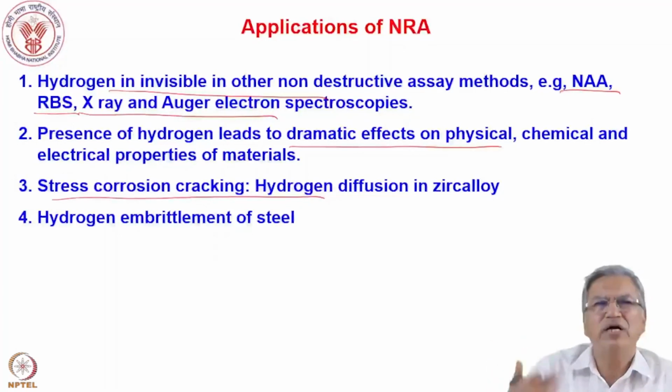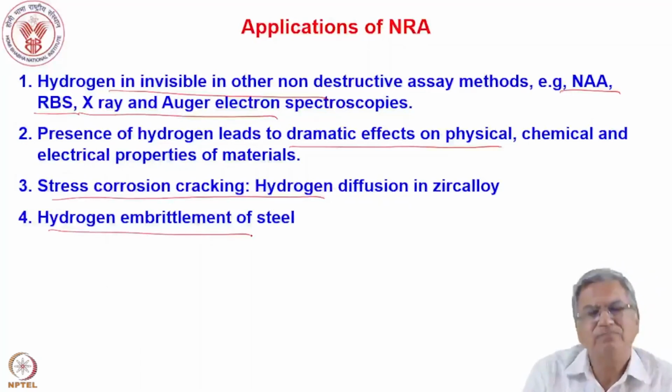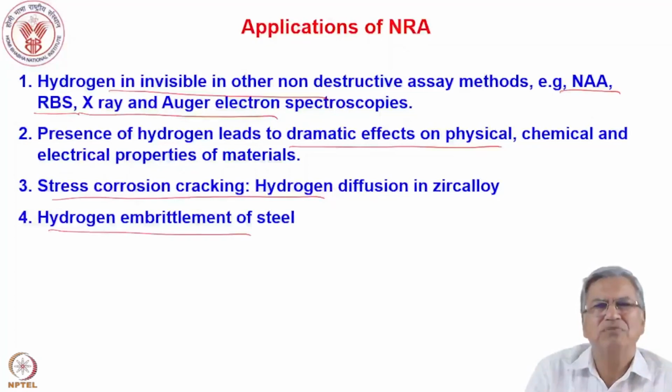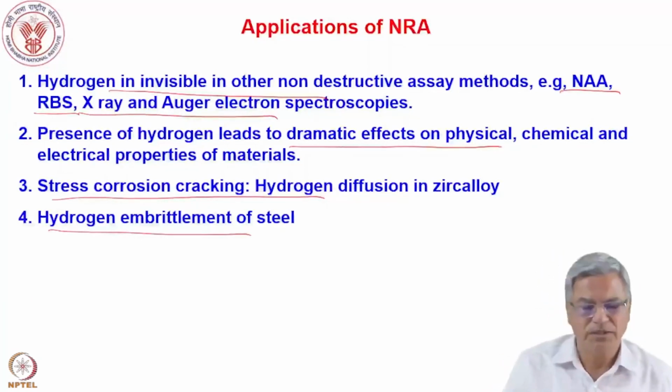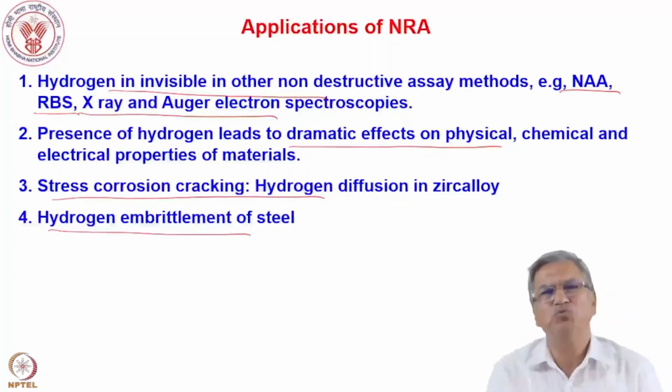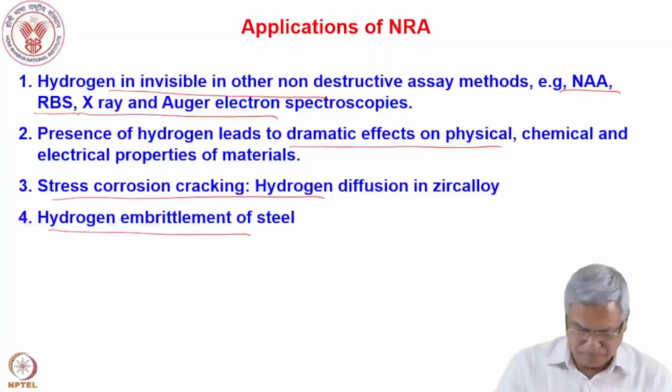You are using water as a coolant. Hydrogen is generated, it may diffuse into the zirconium, and zirconium hydride may lead to stress corrosion cracking. Similarly, steel is prone to embrittlement by hydrogen, and in many technologically important materials, hydrogen-induced embrittlement or corrosion is a big problem. So if you have a non-destructive technique, this will be the best to determine hydrogen and its depth profiling in these materials. So mostly NRA is used for hydrogen depth profiling in technologically important materials.